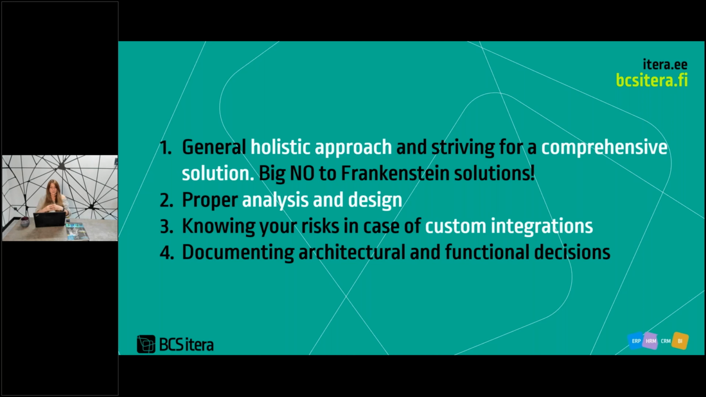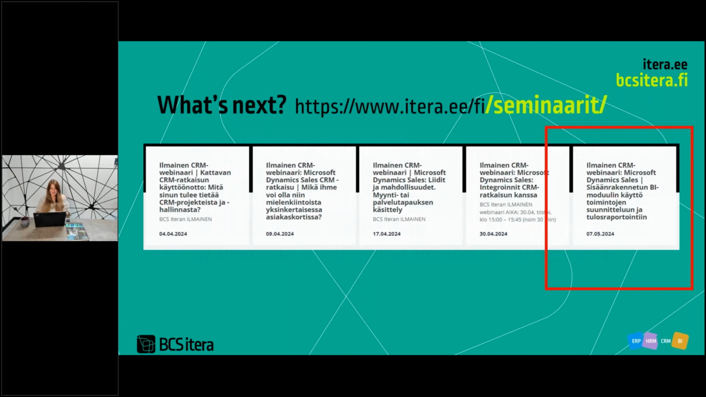And number 4, documenting. Documenting in the case of integration is absolutely crucial. And this is something that you want to keep. This is something you want to know, so all the partners engaged know how your integrations are built. So that was my message for today.